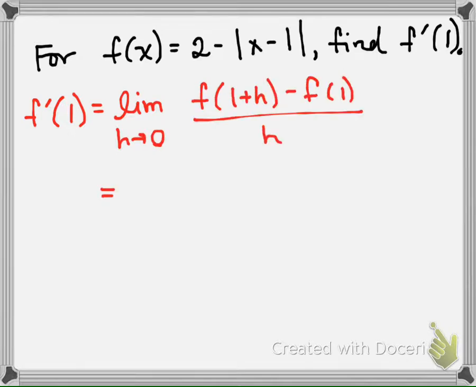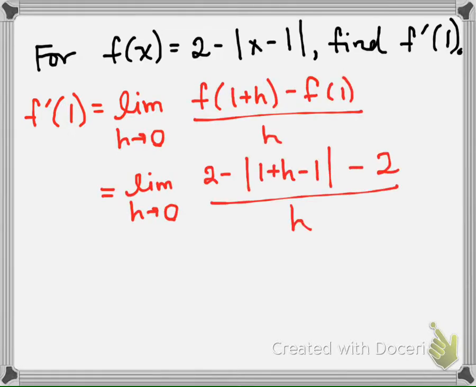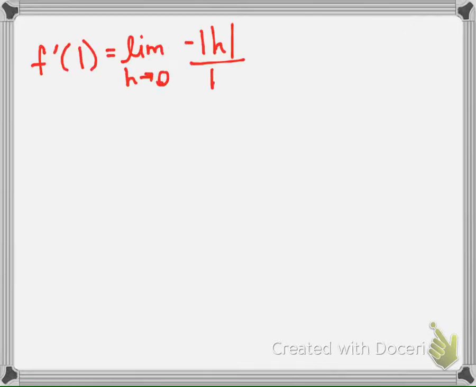So again, we've got our limit definition. We input 1 plus h and 1. And then we simplify, and we get the limit as h goes to 0 of negative absolute value of h over h. So your expression should simplify to here. So now, how do we deal with this? I'm going to write it again on the next page. And then I have to remind myself, what is the definition of absolute value?